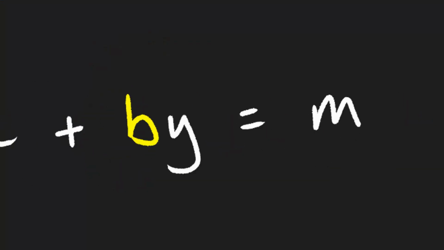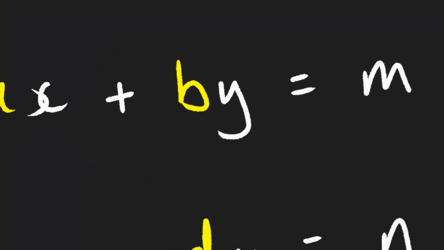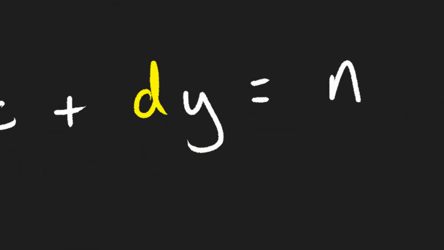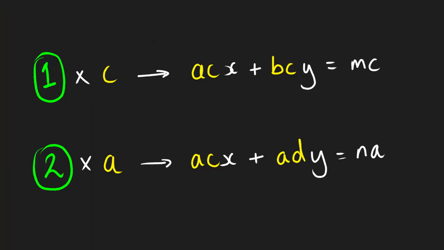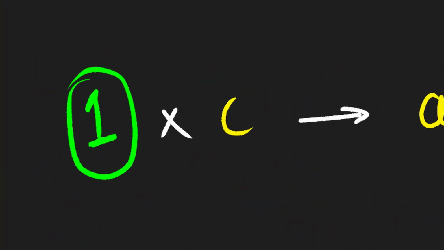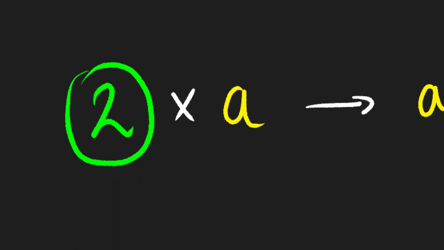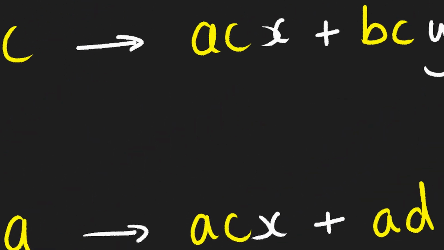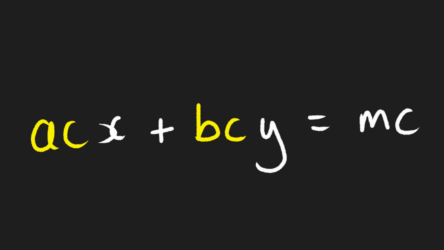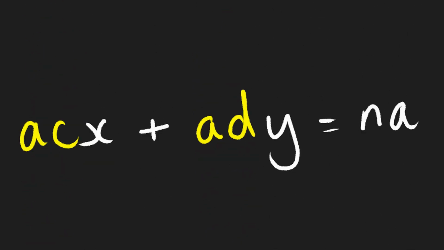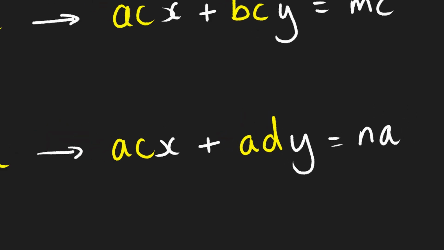Let's take these two general simultaneous equations: ax + by = m, and cx + dy = n. Now what we want to try and do is eliminate one of the variables, and we're going to eliminate the x variable first. So we're going to times equation 1 by c, and we'll times equation 2 by a. So we'll have acx + bcy = mc, and acx + ady = na.